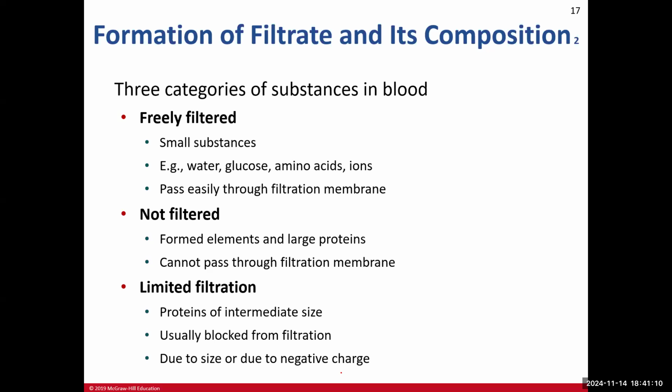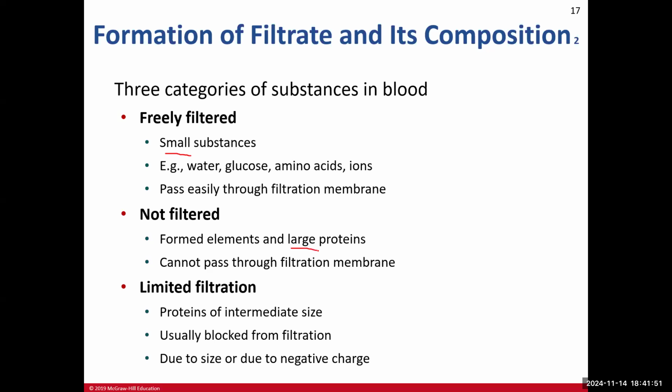All right. So there are three categories of substances that are found in your blood. You've got freely filtered, not filtered, and then limited filtration. So freely filtered, and this makes sense: really small substances. Water, glucose, amino acids, ions. They are very small, so they'll pass right through the filtration membrane. Things that cannot make it out: large blood-formed elements. White blood cells, red blood cells, platelets, nada, and our large proteins. They won't make it through.